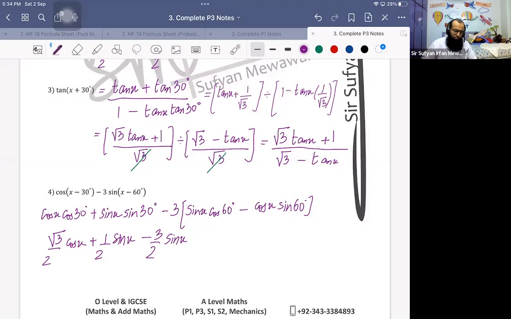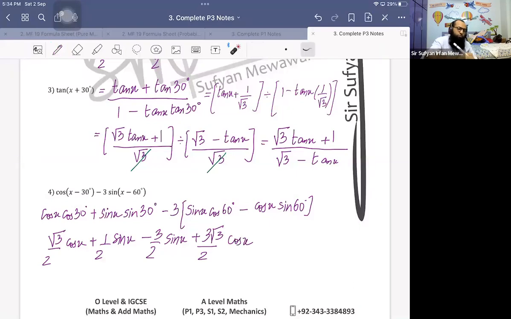First, it was minus 3 over 2 sin x. Then if it's sin 60, root 3 over 2 multiplied by 3 minus gets plus. So it's plus 3 root 3 divided by 2 cos x.